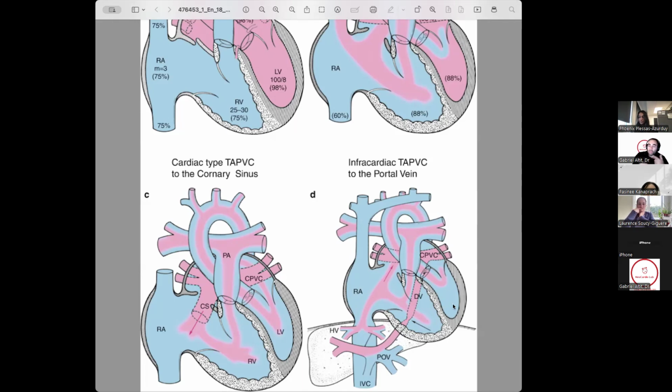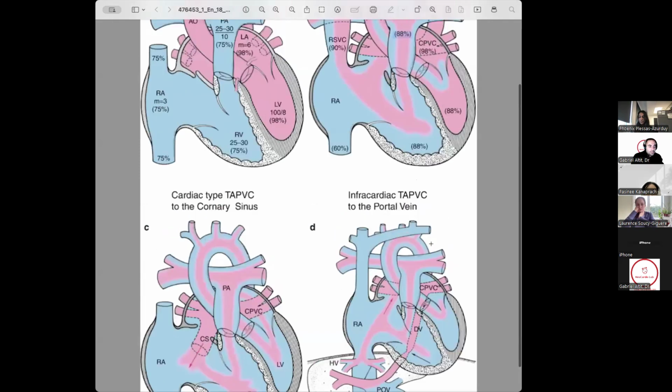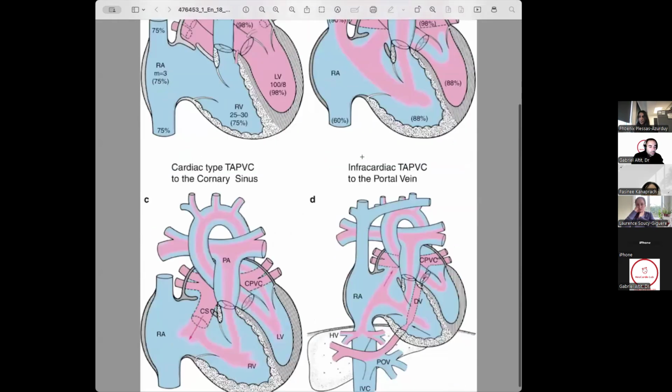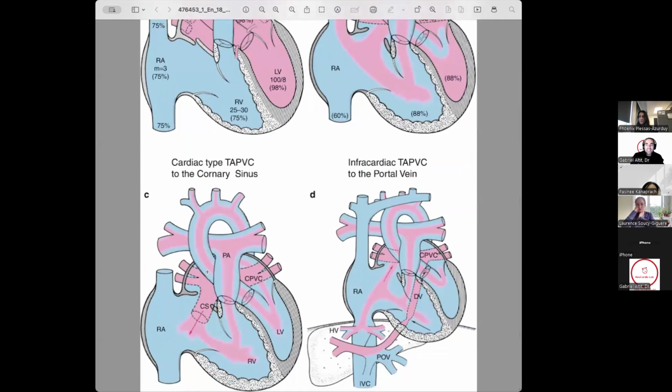So your baby becomes bluer and bluer and eventually codes because there's no output. So that's the kid you're very worried about. These are emergency situations where you need to bring the kid to the operating room to correct the defect as soon as possible. If you have this that is non-obstructed or this that is non-obstructed, it's not as much of an emergency. You'll need to bring to the OR in neonatal life, but you don't need to run to the OR at 3 a.m.